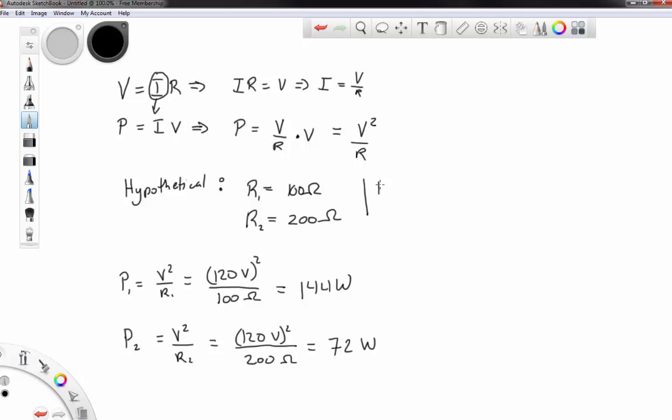Just for fun, maybe we should try a third resistor that has 300 ohms of resistance. So a third light bulb with a 300 ohm internal resistance. If we get a lower number than 72, then I guess the pattern holds. So P3 is going to be V squared over R3. So that's 120 volts squared divided by 300 ohms.